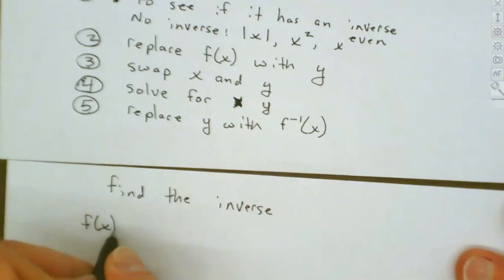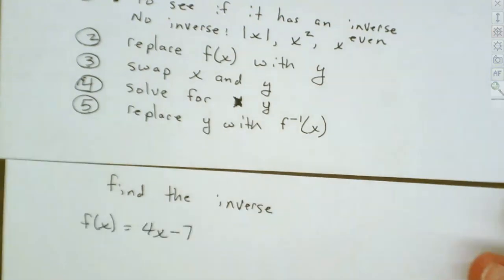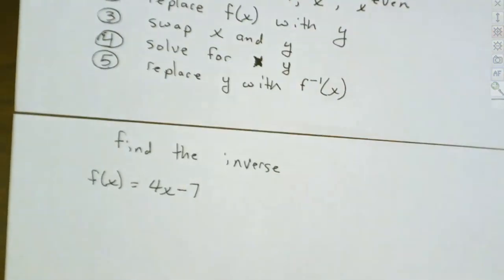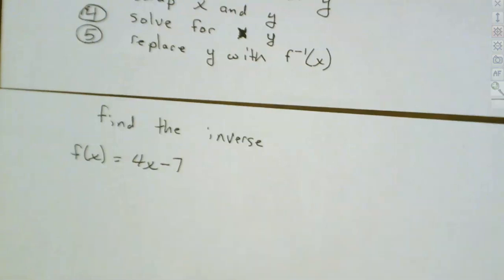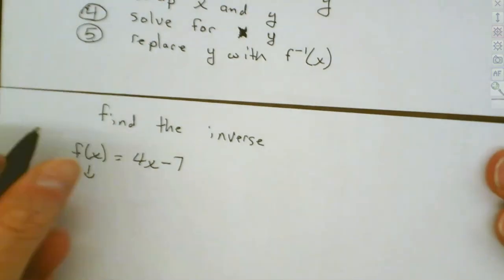I give you f of x equals 4x minus 7. Well, first off, does this have an inverse? Yes. Okay, it is going to have an inverse. Why does it have an inverse? It has an inverse because does it have any squares in it? No. Any absolute value? No. So it will have an inverse. So that's the first thing we do, we always check to make sure that it has an inverse. This one does. Now, what do we do for our next step? For the next step, we replace that f of x with y.